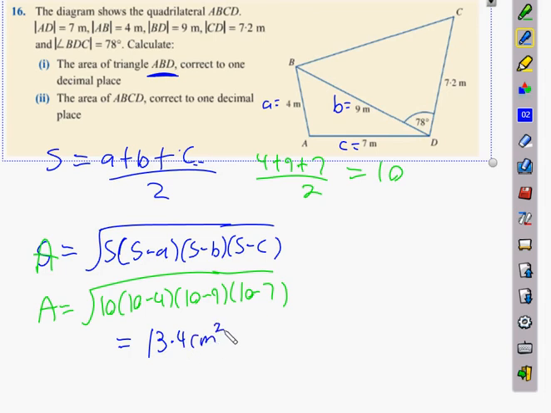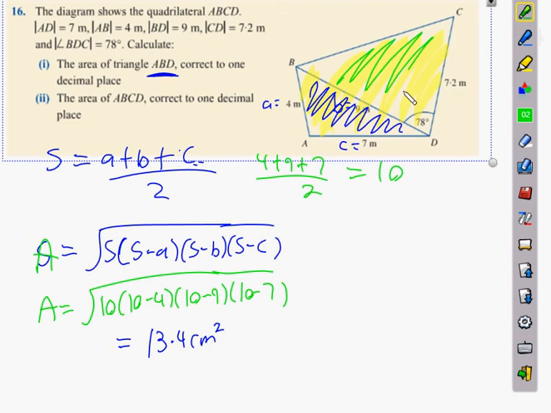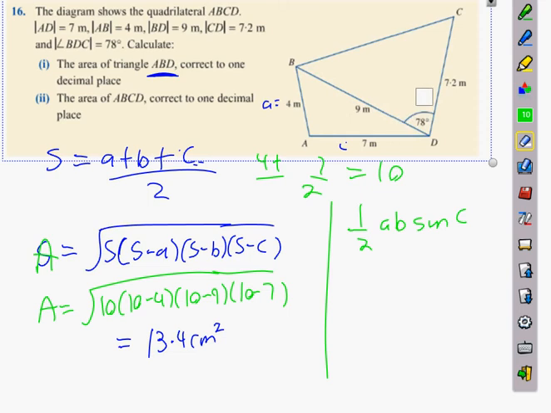Well done. Now, the other one, we have to find out the full thing. So we have to find out what the area of everything in the yellow region is. Now we already know what, let's say we call it the blue region is. What about the green region? How do we find the green region? Half AB sine C. Now, with that in mind, okay, so which angle should we use?